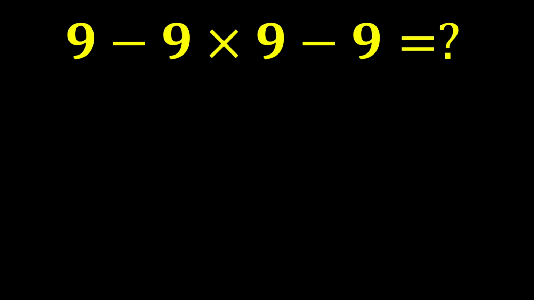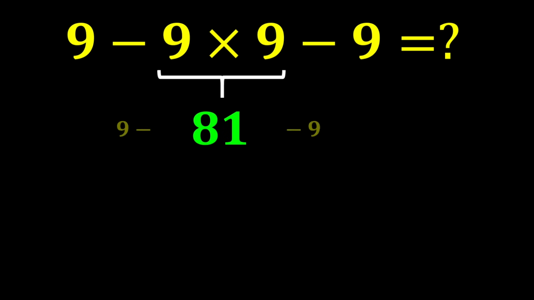9 minus 9 times 9 minus 9. In this expression, there are 2 subtractions and 1 multiplication. According to PEMDAS, multiplication has a higher priority than subtraction, so we first perform the multiplication and then the subtractions. 9 times 9 gives us 81, and the expression becomes 9 minus 81 minus 9.